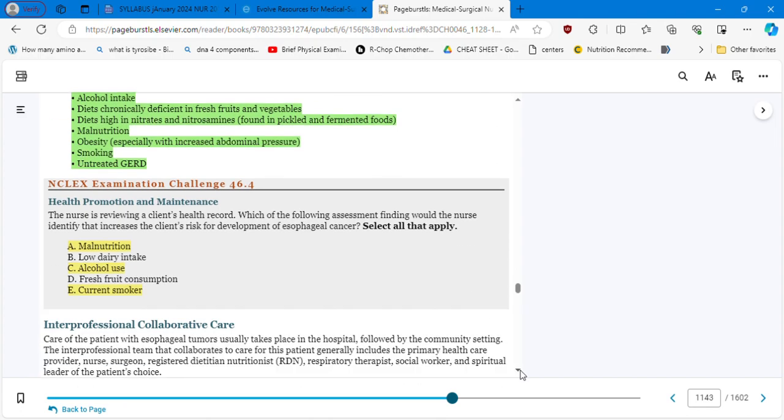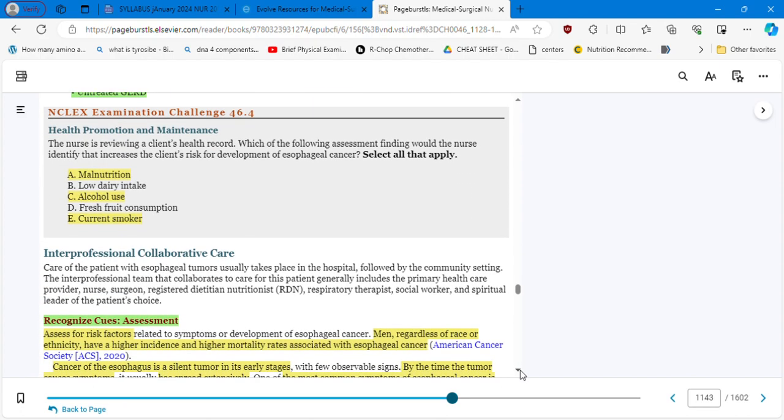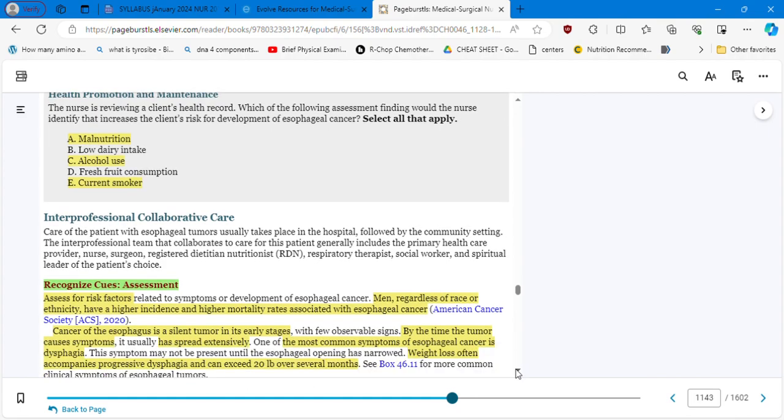Okay. So the nurse is reviewing a client health record. Which of the following assessment findings would the nurse identify that increases the client's risk for development of esophageal cancer? So we just spoke about malnutrition, alcohol, and current smoker. Low dairy intake is not an option, and fresh fruit consumption is not.